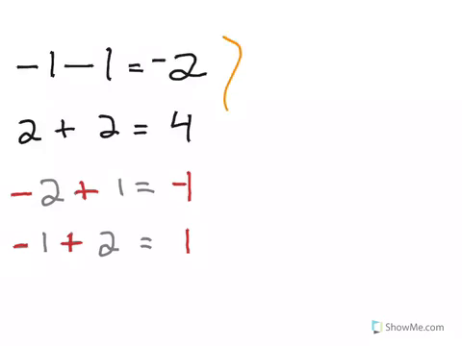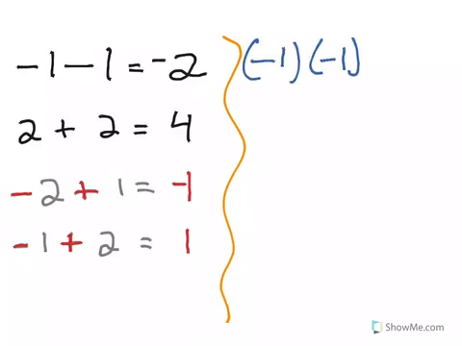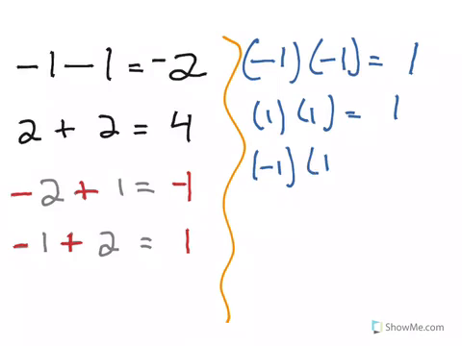So let's say we have -1 times a -1, that gives me a +1. Let's say we have 1 times 1, gives me a +1. Let's say we have -1 times 1, that gives me a -1, because I only have one negative, one positive.